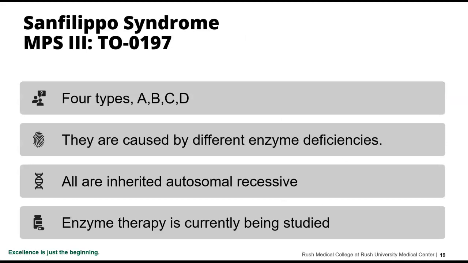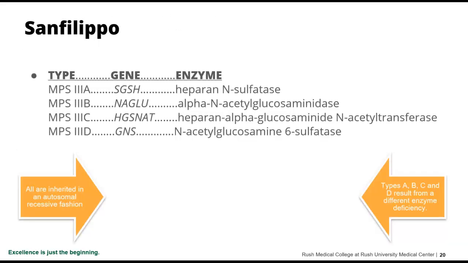I'm going to move on to Sanfilippo. Technically, they say Sanfilippo is the most common, except for really they call it Sanfilippo, but there's 4 different types. So, whatever. They're all caused by different enzyme deficiencies, and they're all autosomal recessive, and enzyme therapy is currently being studied, but it's not clinically available.